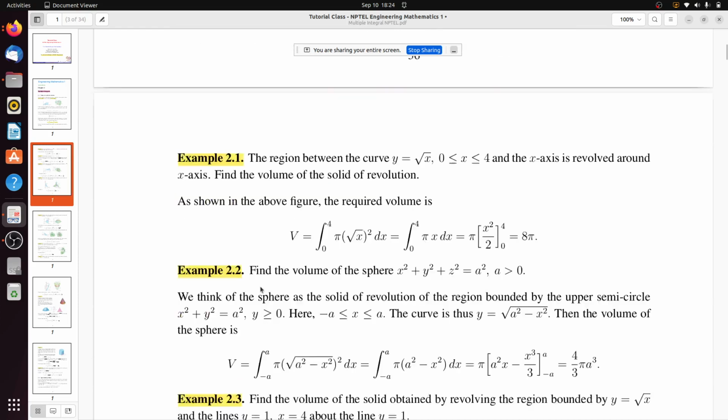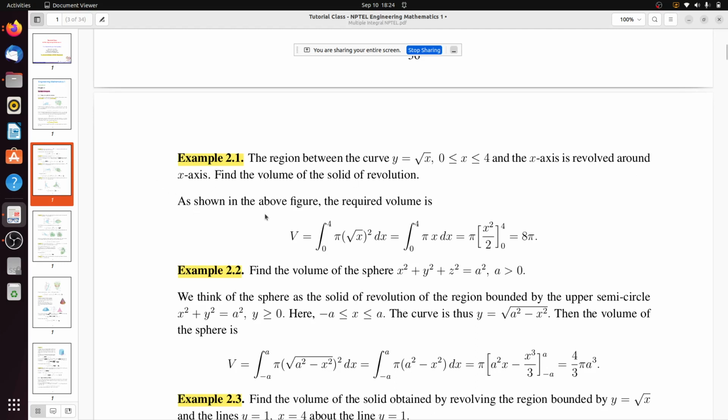See, first see example 2.1. So our governing formula is the integration from a to b of pi into f(x) whole square with respect to dx, right? So here our f(x) is square root of x, and our domain of integration is 0 less than or equal to x less than or equal to 4, and this curve y equal to root x is revolved around the x axis.